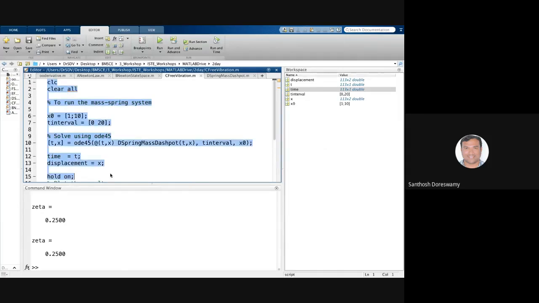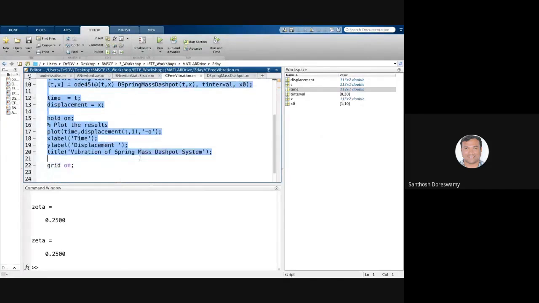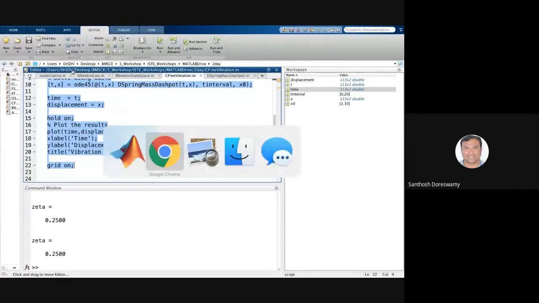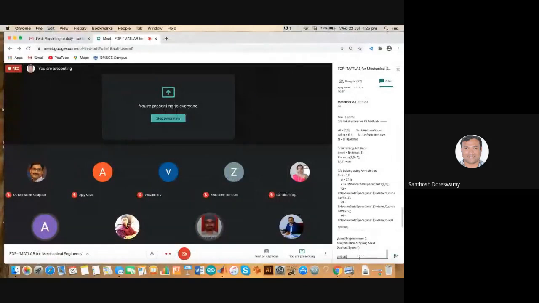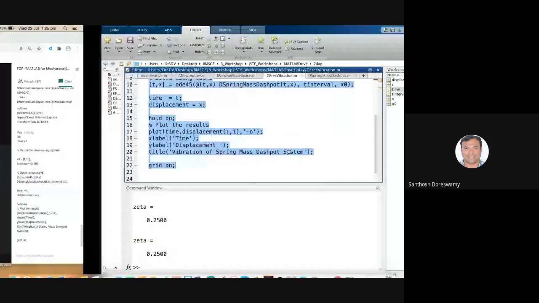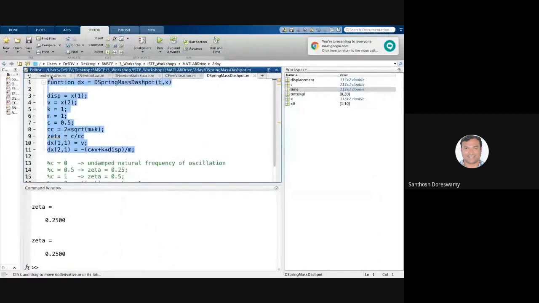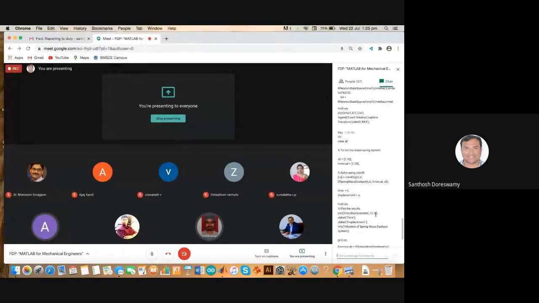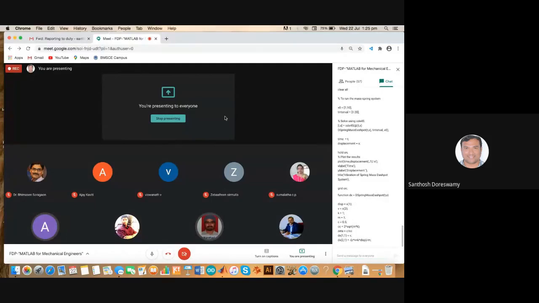So what I'll try to do is copy this code and paste it in the chat. There you go. Then we have the function, right? We also have the function here. Okay, so there you go.